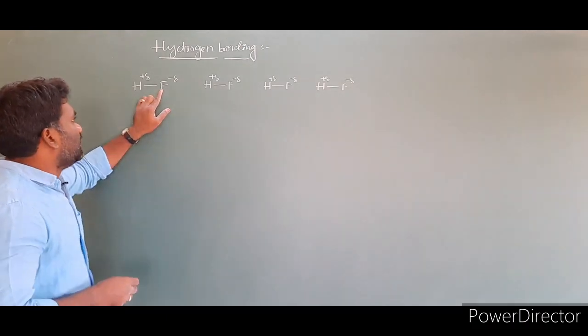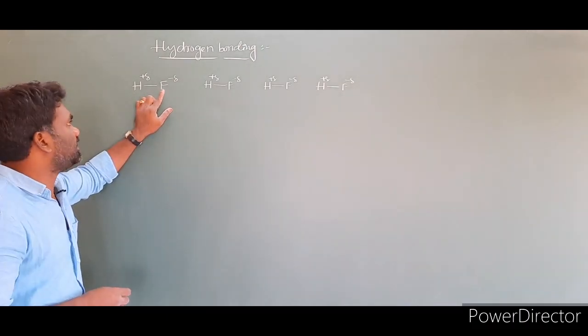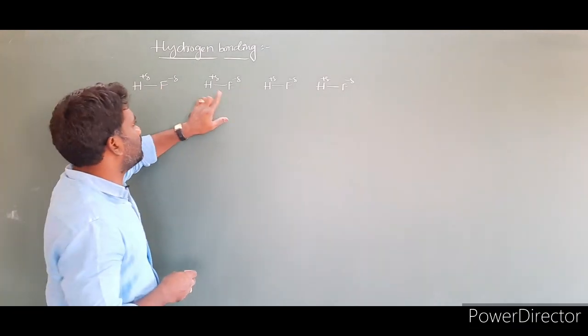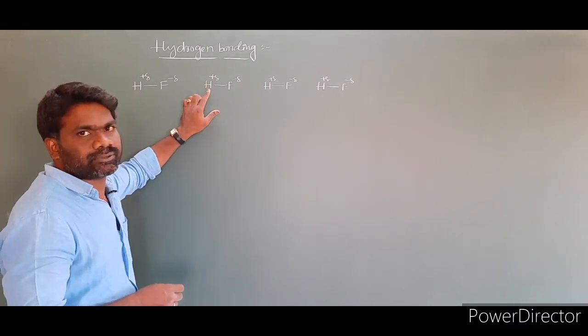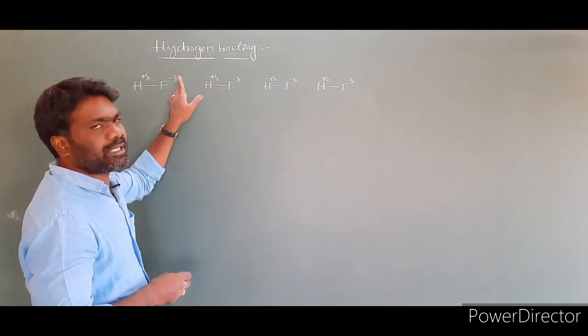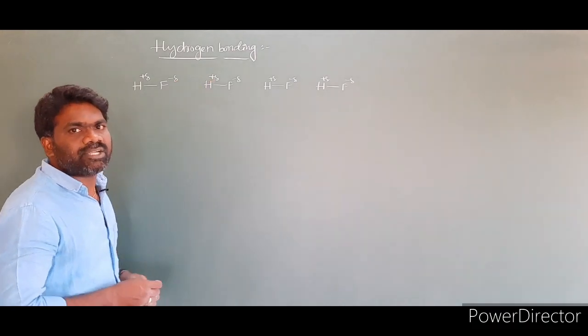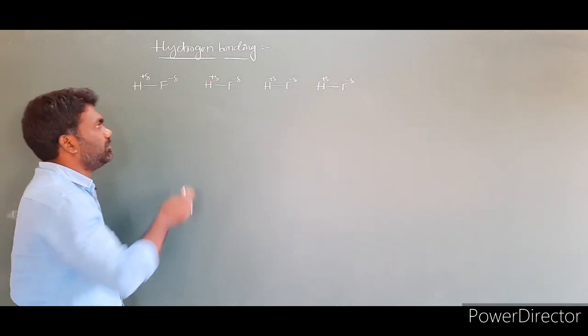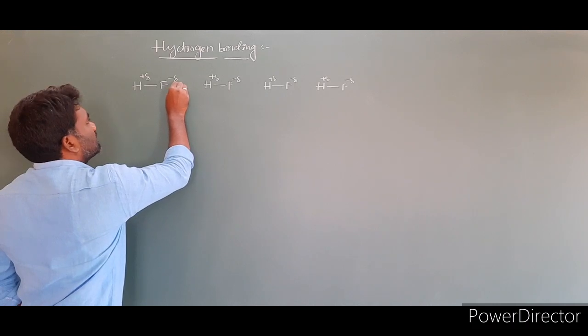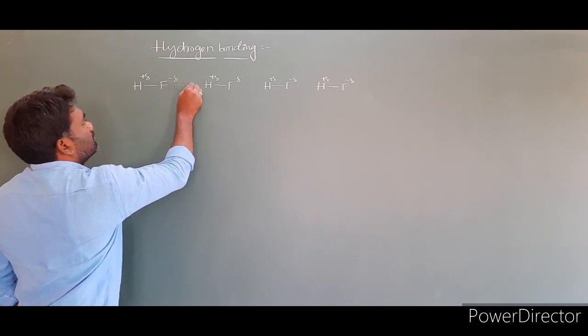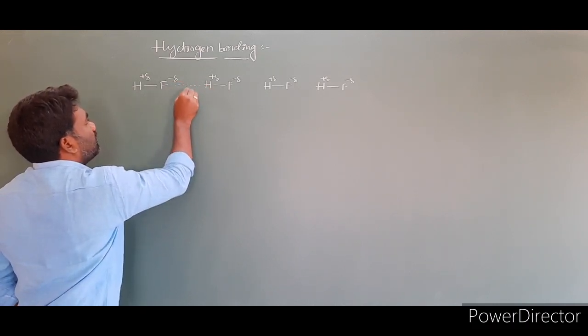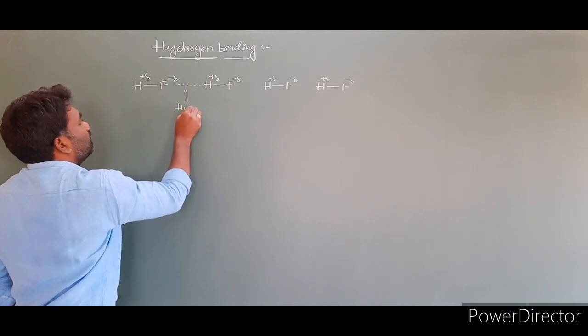Now come to the point. In this molecule, fluorine has the partial negative charge. In this molecule, the hydrogen atom has the partially positive charge. So partial negative, partial positive. In between them, an attractive force is developed. This attractive force I am showing like this. This one we have to call a hydrogen bond.